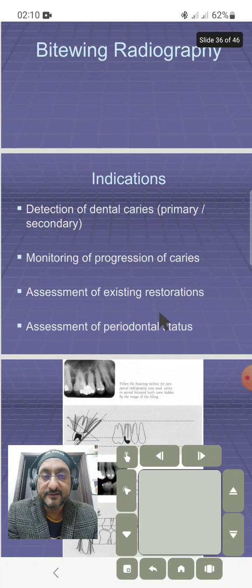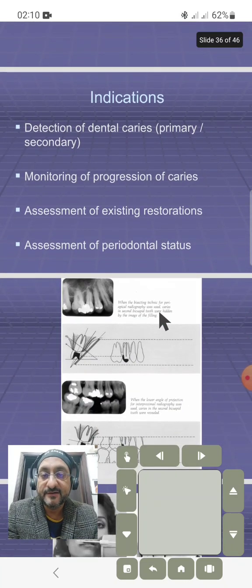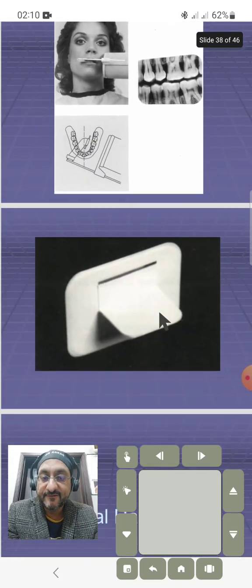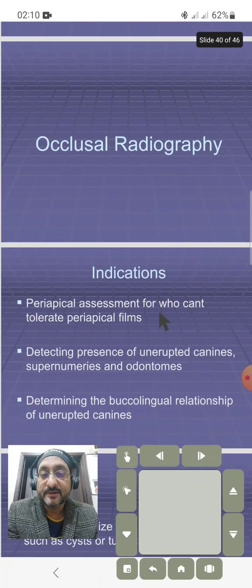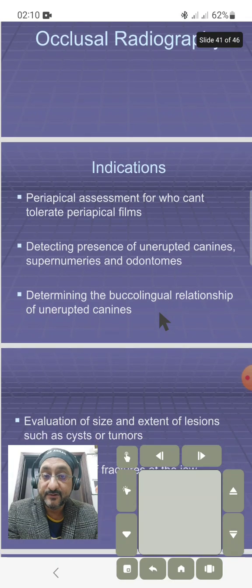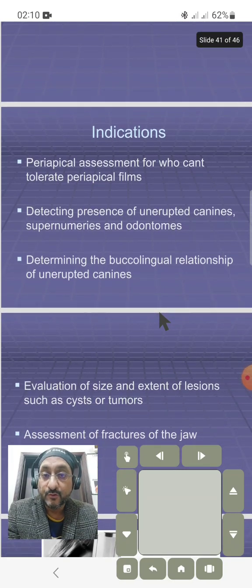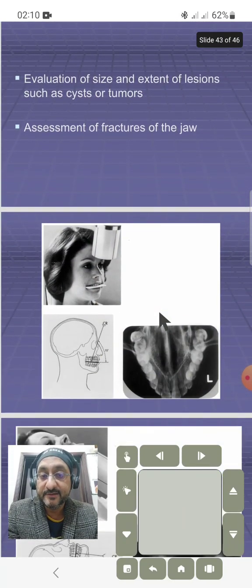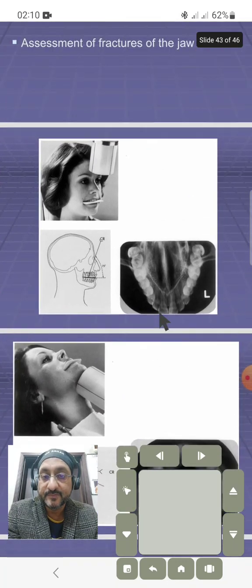Bitewing radiographs are usually done for detection of dental caries, the progression of dental caries, assessment of existing restorations, and assessment of the periodontal status. It's a very good radiograph. Sometimes occlusal radiography is also very important to assess the periapical area for patients who cannot tolerate periapical films. These are the occlusal radiographs.